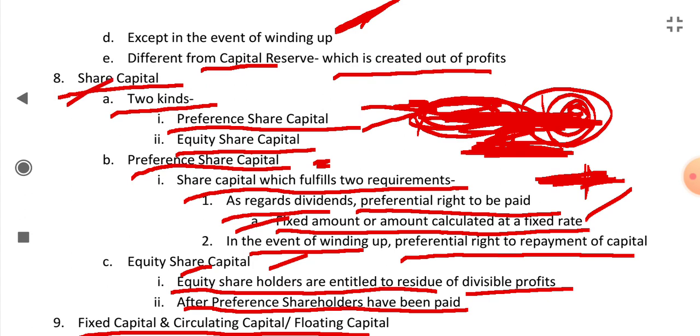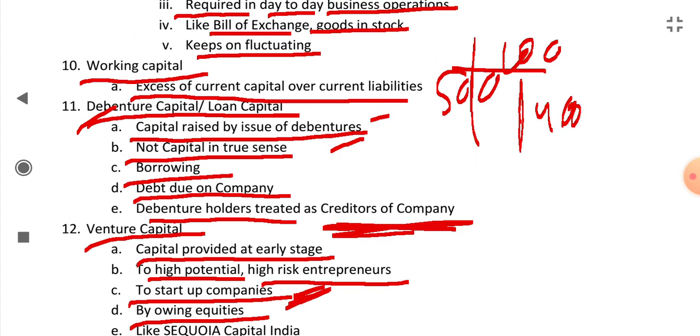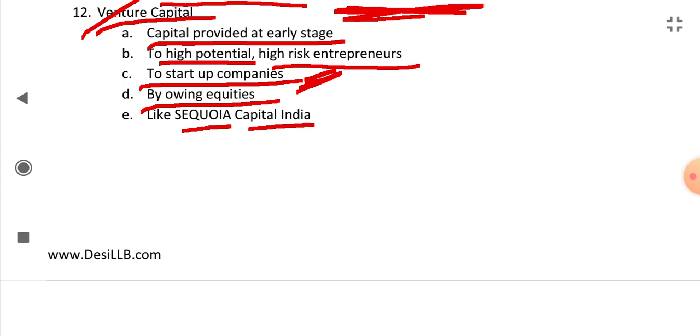What is reserve capital? What is share capital? Its kinds are preference share capital and equity share capital. What are fixed capital and circulating or floating capital? What is working capital? What is debenture capital or loan capital? What is venture capital? If you do the revision one or more times, you will get the concept of all these capitals.